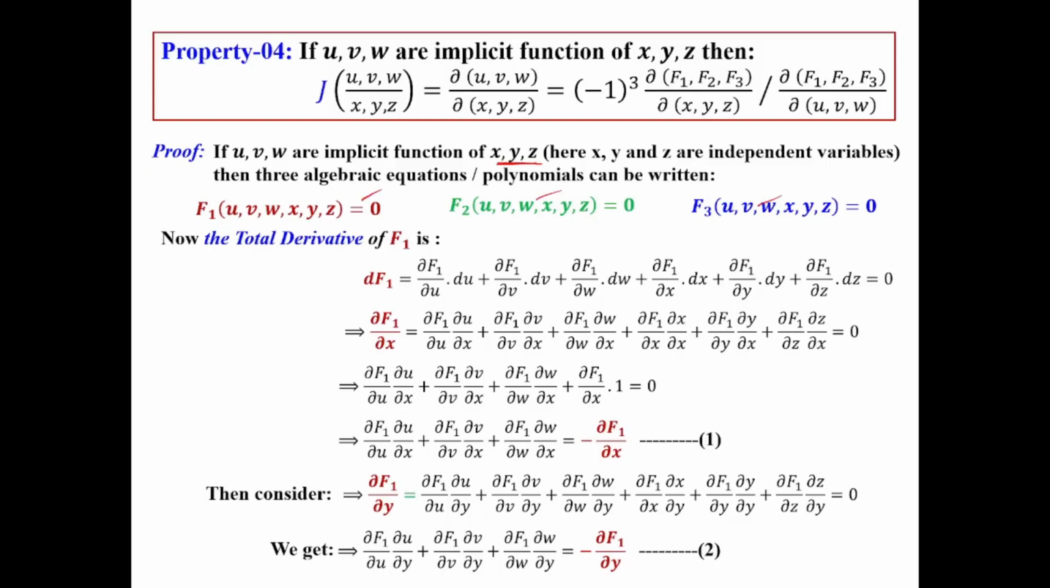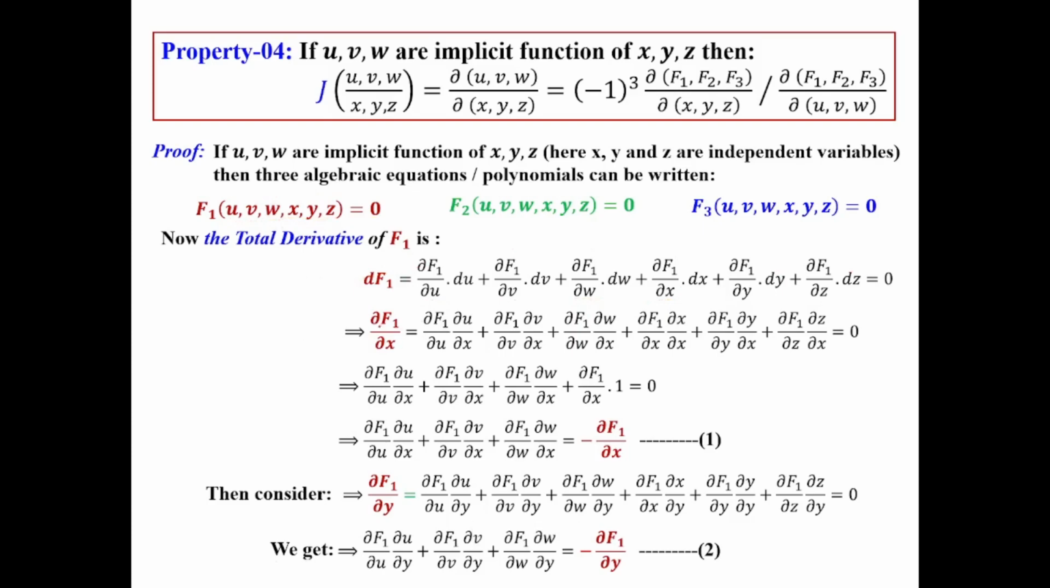So here, if f1 is a polynomial or equation, which is a function of u v w x y z equal to 0, then if I write the total derivative of f1, carefully, df1 will be equal to del f1 by del u into du, plus del f1 by del v into dv, plus del f1 by del w into dw, plus del f1 by del x into dx, plus del f1 by del y into dy, plus del f1 by del z into dz, equal to 0, because this function is a function of u v w and x y z also. So the total derivative df1 will be this much.